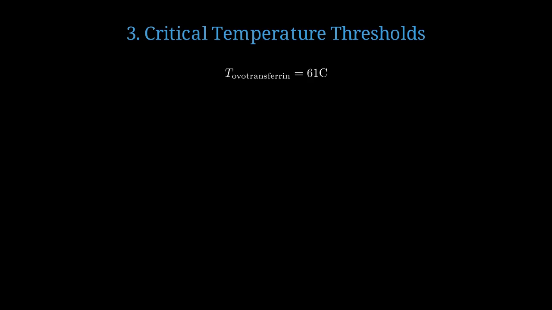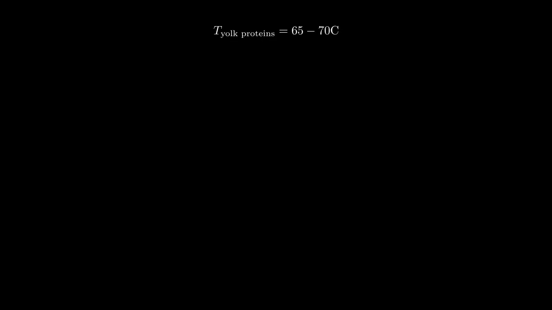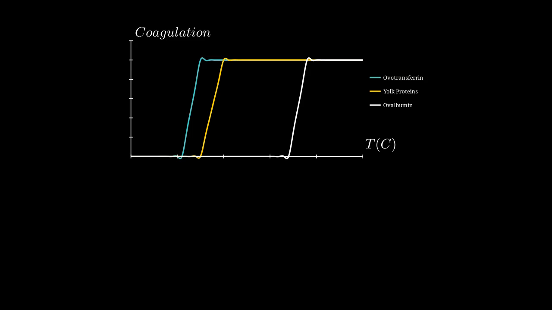Ovotransferrin, one of the first egg white proteins to denature, begins coagulating at 61 degrees Celsius. Ovalbumin, the most abundant white protein, denatures at 84 degrees Celsius. Yolk proteins, including lipovitellin and livetin, coagulate between 65 and 70 degrees Celsius. This graph shows how different egg proteins coagulate at distinct temperature thresholds, creating a window for precise cooking control.